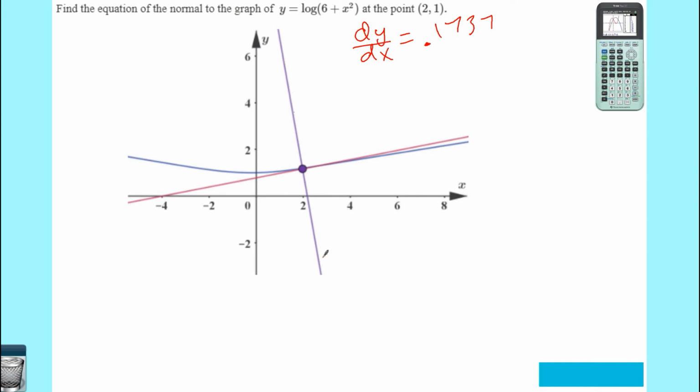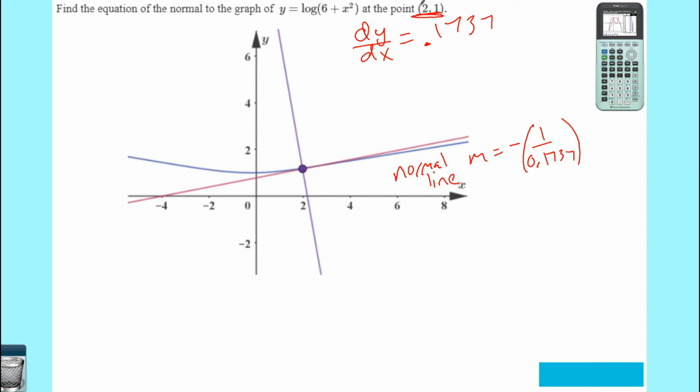So we want to find the perpendicular line, so we want to find that slope. So that's going to be the negative of the flip of that, so negative 1 over 0.1737. So that's our slope for the normal line.